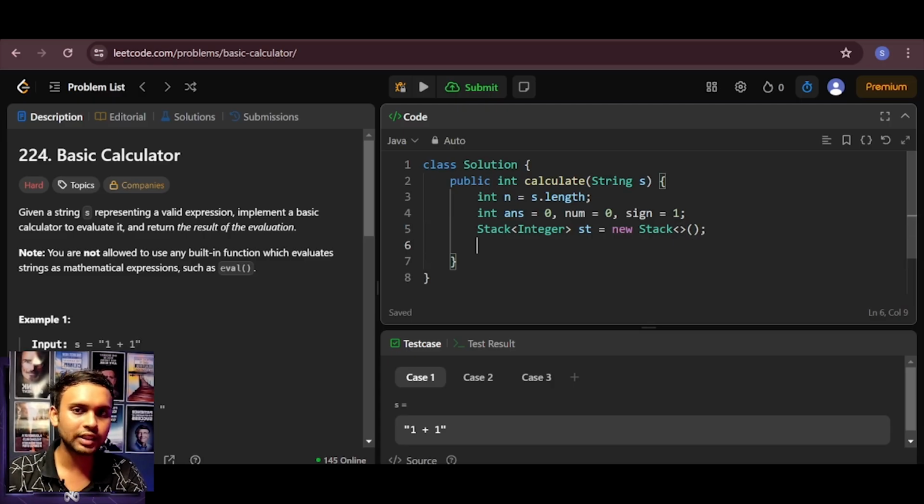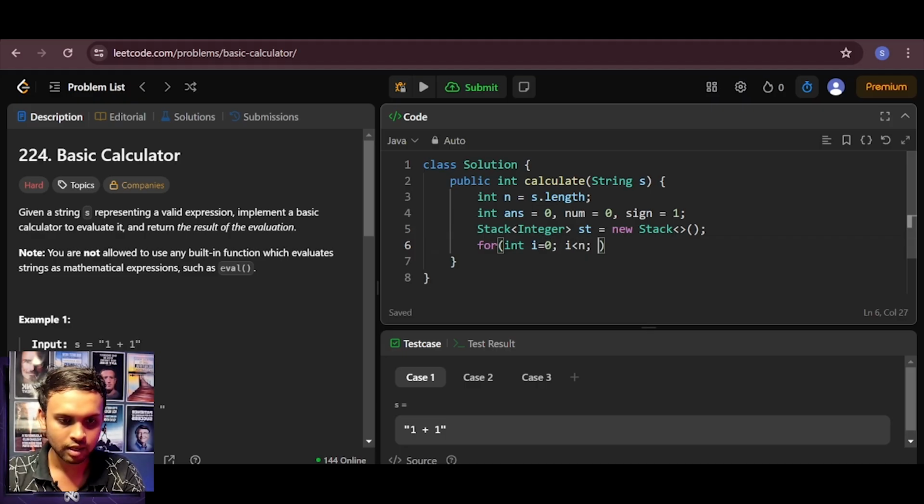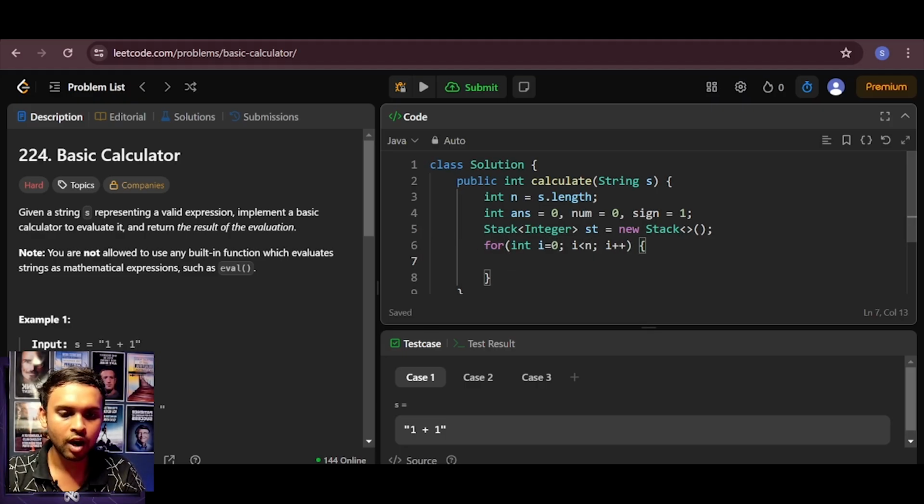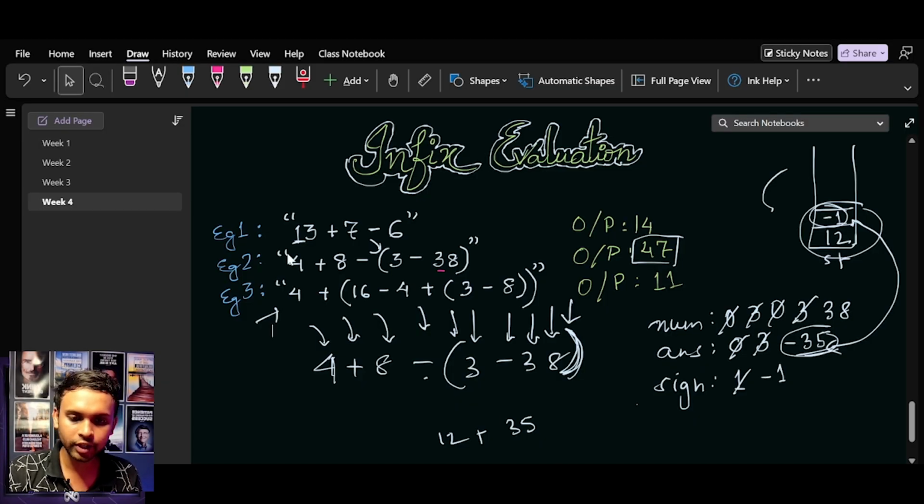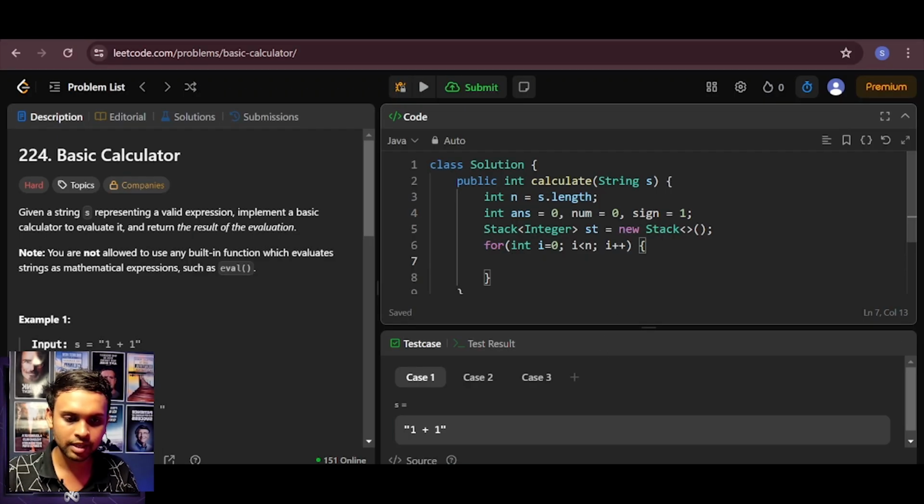After this we will start iterating through the loop. So for int i equals to 0, i less than n, i plus plus, right? Now guys, whenever we get a digit, we evaluate the whole number. Whenever we find a digit, we know that the whole thing will be a number. If it is a multi-digit number, then the digits will be present in consecutive characters only. So whenever I come across a digit, I will try to form the whole number in one burst. Basically, if I get a digit, I will form the whole number in that iteration only.